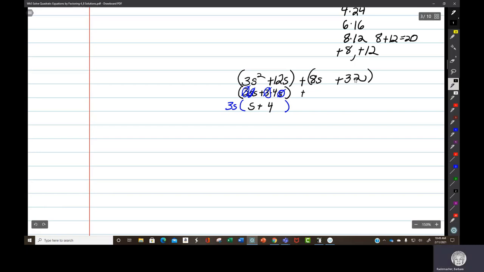Now, out here, I know that 8 goes into 32. If you don't know that, you can just break them down completely. But if you do know that, it speeds up your work a little bit. 8s plus 4 times 8. And so 8 is the GCF in both of these terms. So I'll write down an 8 and then I'll mark through it and write down my leftovers, s plus 4. Now, the identical s plus 4s become the GCF. I write that down.